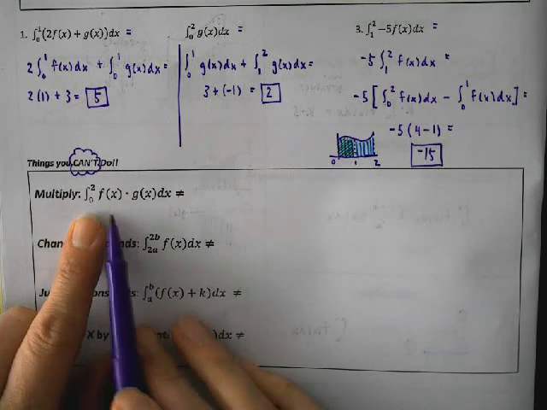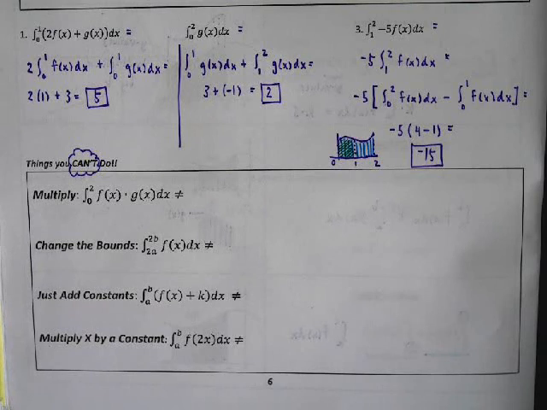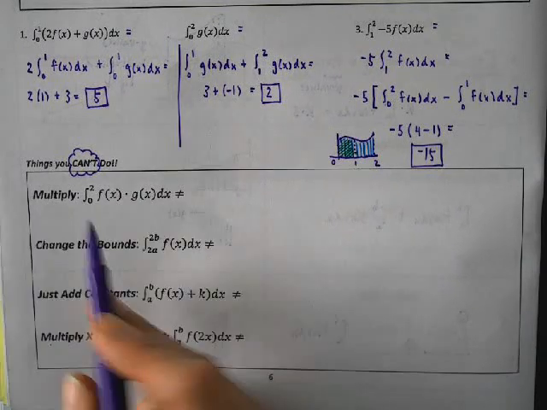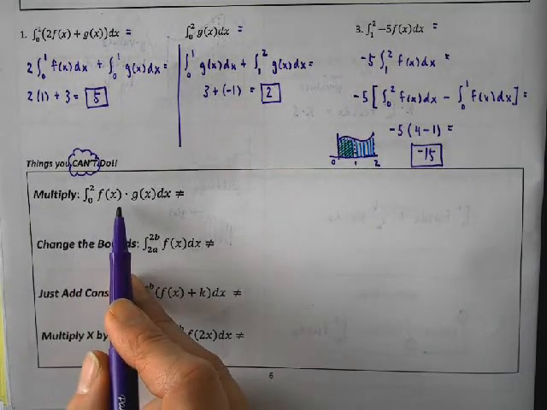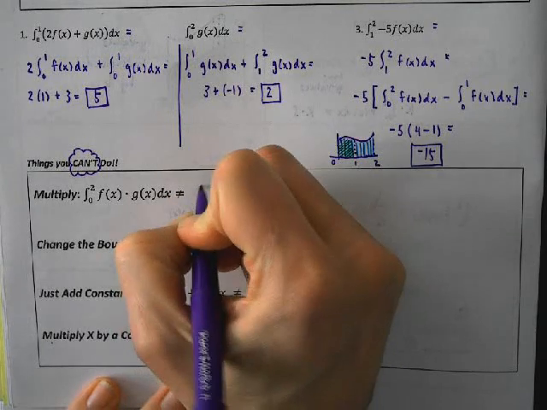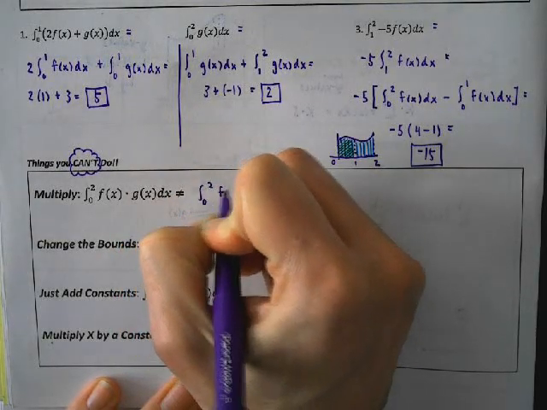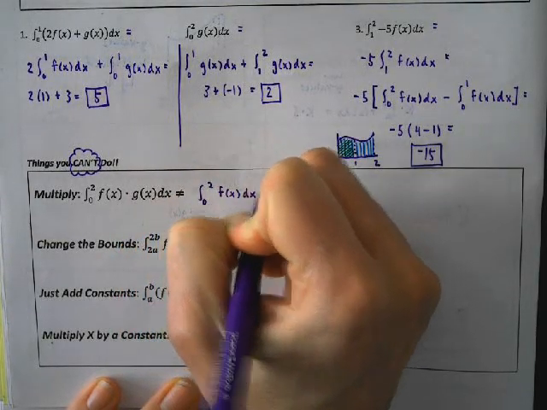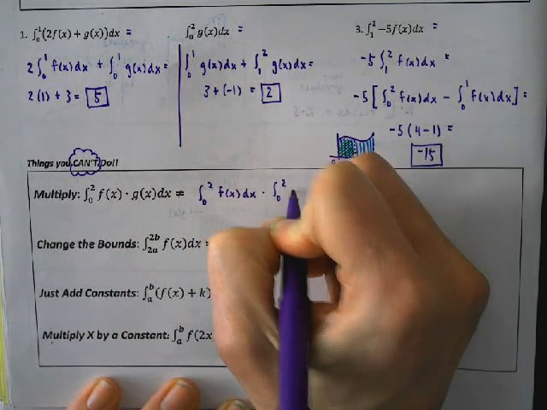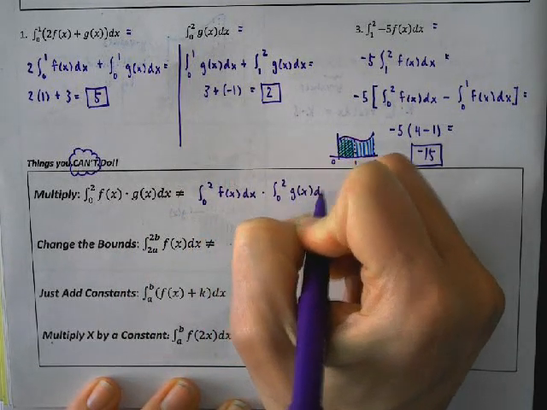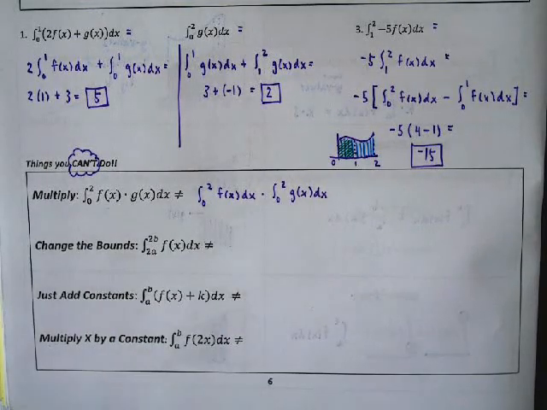The first one, there is no multiplication property. So we know for addition or subtraction that the integral of a sum is the sum of the integrals. However, the product here, this is not equal to the product of these integrals. There is no multiplication property, so we cannot do that.